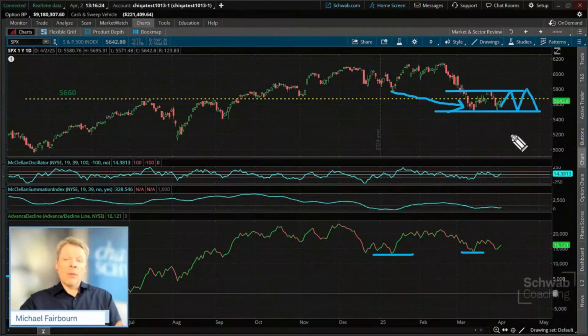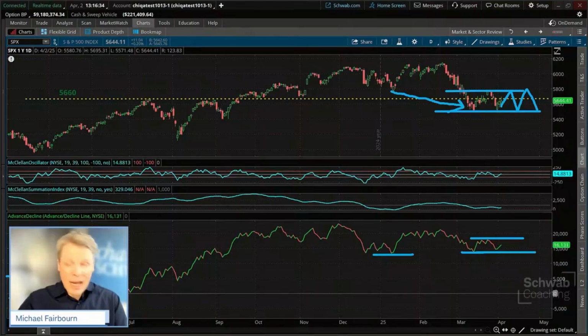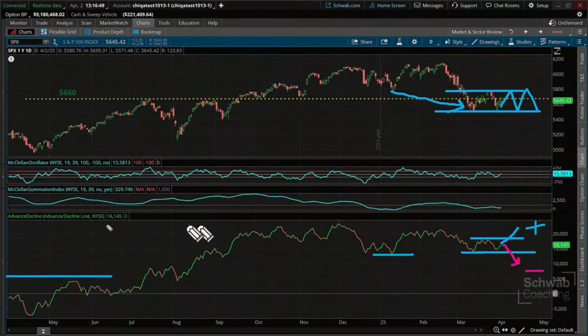Now, prices could break lower. They could break higher, but if that does unfold, what does this line do? Because this could foretell what we might see happen. And if we start to break lower right through here, clearly a negative. But if we can extend this advanced decline line up higher, that could be a positive in terms of buyers versus sellers.